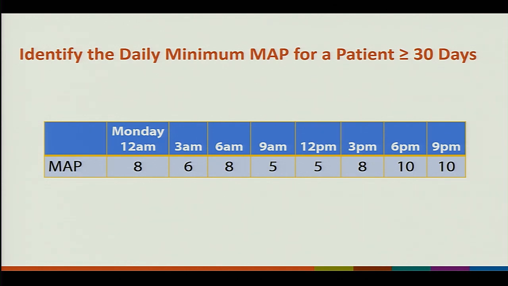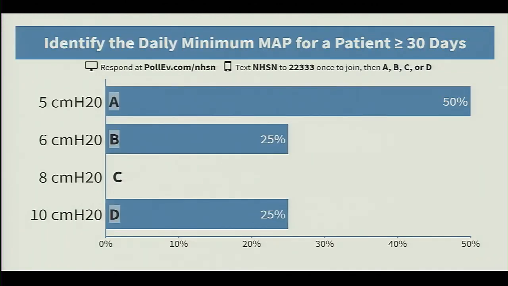Okay, let's look at this one. Now this is a patient that's greater than or equal to 30 days. Keeping in mind that in that case, 0 to 10 values, and so now you have a hint of what you're supposed to pick for this one. And here are your options.